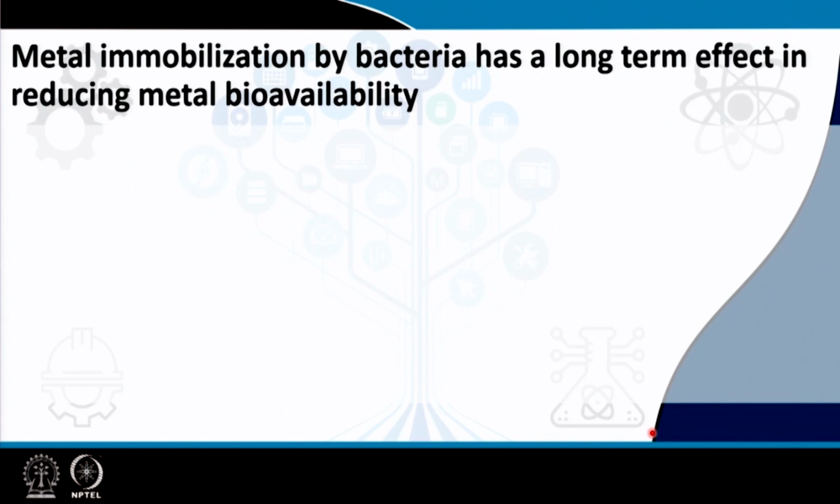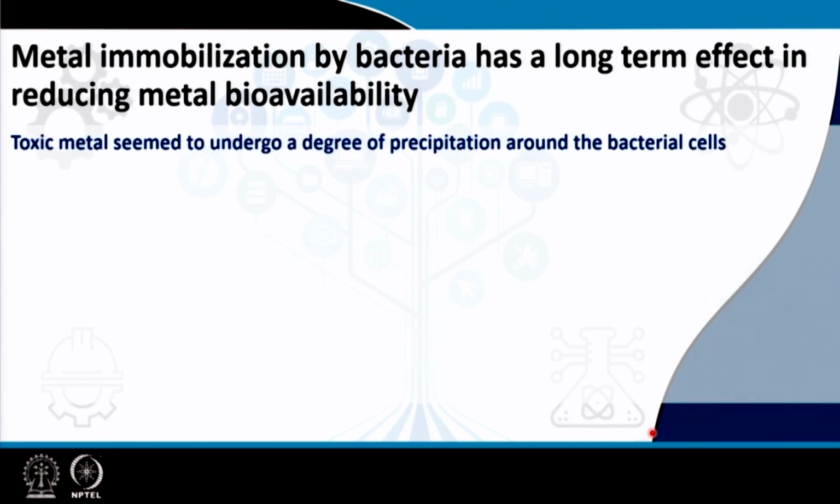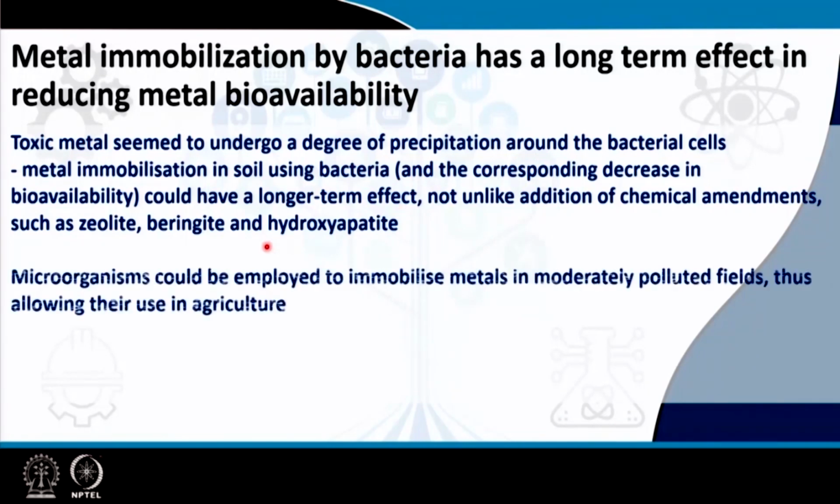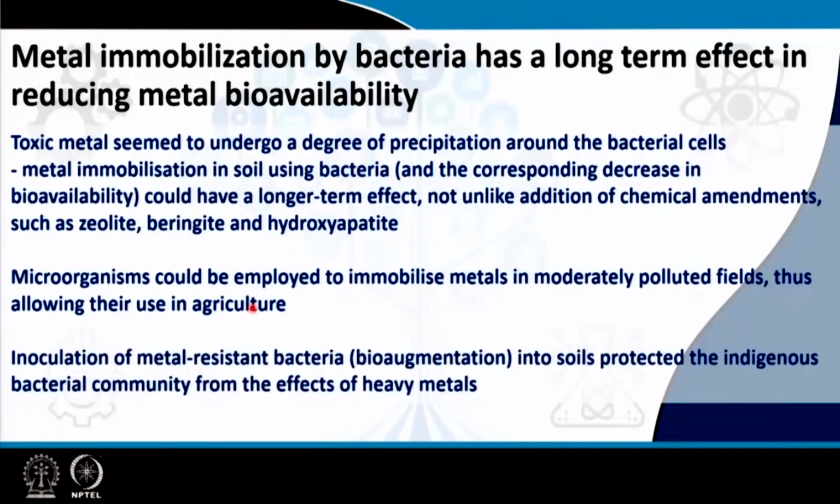So, that proves that metal immobilization by bacteria could potentially have a long term effect in reducing metal bioavailability, because the metals seem to undergo a degree of precipitation around the bacterial cells, particularly this type of cells. Metal immobilization in soil using this type of system could have a long term effect. Unlike addition of chemical amendments like zeolite etc., microorganisms could be employed to immobilize metals in moderately polluted fields, thus allowing their use in agriculture.